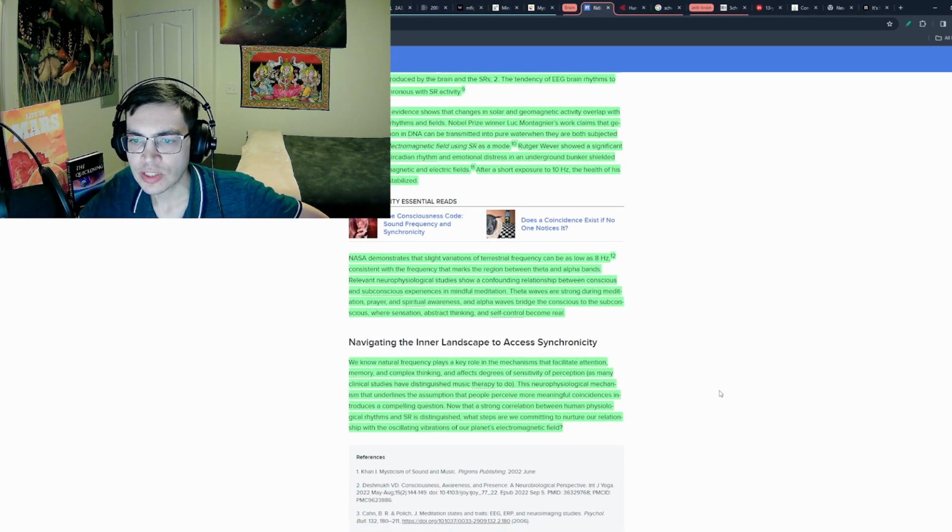NASA demonstrates the slight variations of terrestrial frequencies can be as low as 8 Hz, consistent with the frequency that marks the region between theta and alpha bands. Relevant neurophysiological studies show a confounding relationship between conscious and subconscious experiences in mindful meditation. Theta waves are strong during meditation, prayer, and spiritual awareness. Alpha waves bridge the consciousness to subconsciousness, where sensation, abstract thinking, and self-control become real.